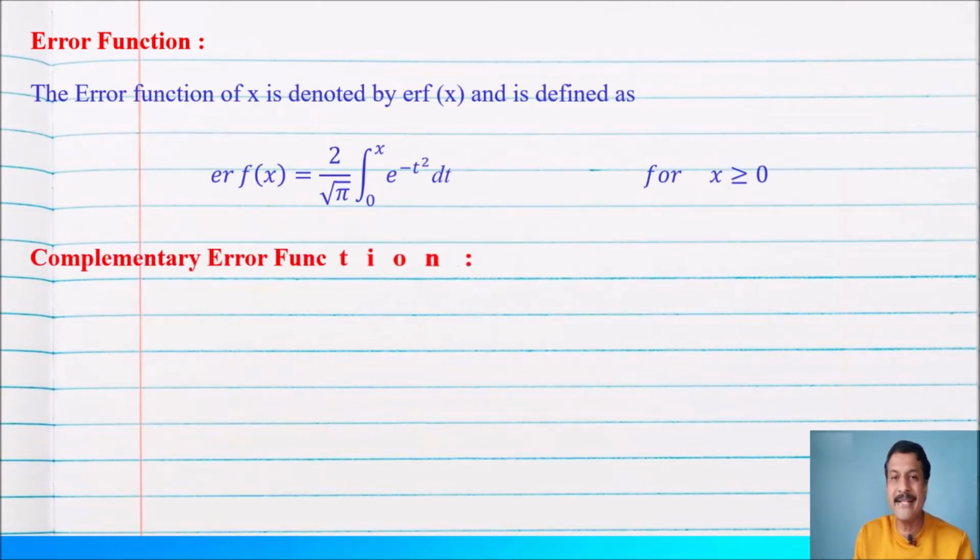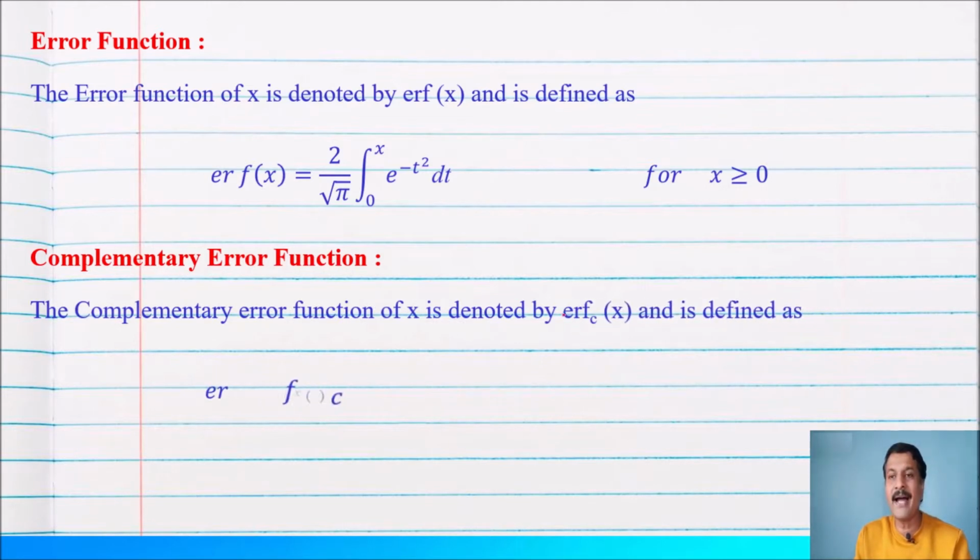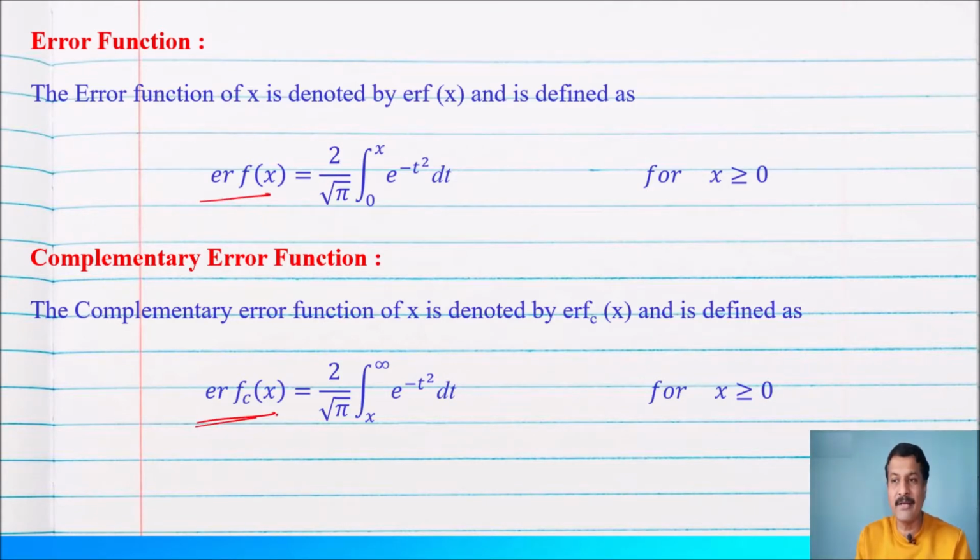Also the complementary error function. What is the definition of the complementary error function? It is denoted by erfc(x), with suffix c, and is defined as 2 by root pi integration x to infinity e raised to minus t square dt. You can observe the error function and the complement of the error function. Here the notation changes: erf of x for the error function, but for the complement there is the suffix c.